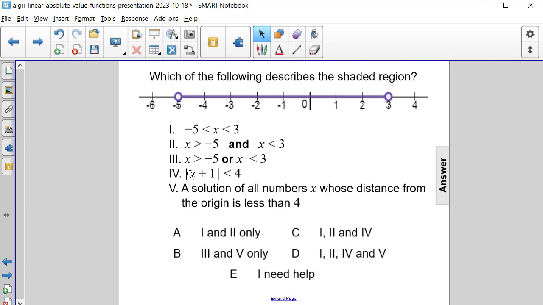Is it Roman numeral 4, the absolute value of the quantity x plus 1 is less than 4? Or is it Roman numeral 5, a solution of all numbers x whose distance from the origin is less than 4? Well, we can clearly see in this problem that we have open circles at -5 and +3.